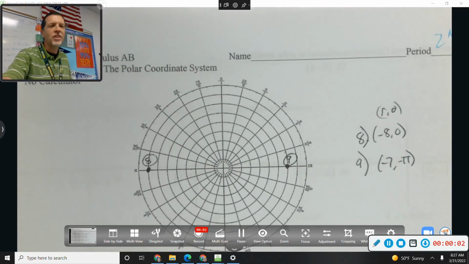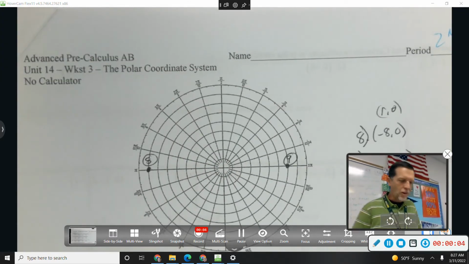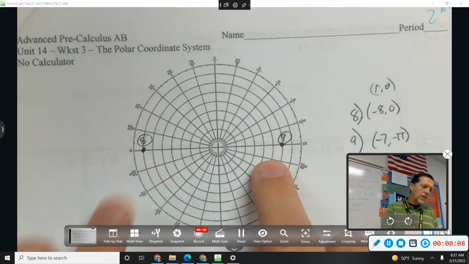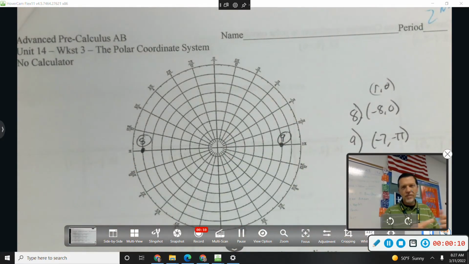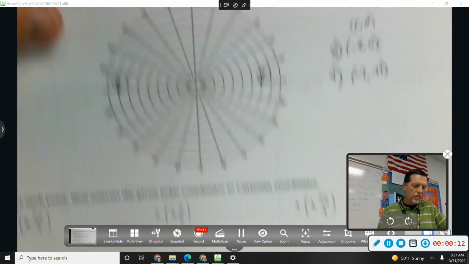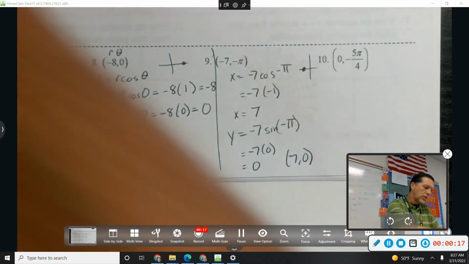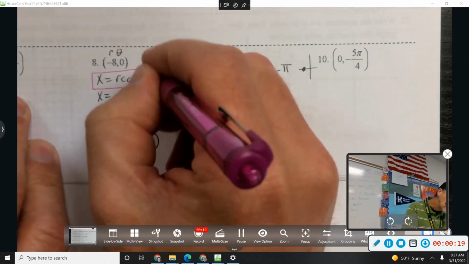So looking at worksheet 3, we graphed a couple of them, number 8, number 9. Again, just be careful with the negative angles, it's a lot to keep up with. It's not hard, just be careful. And then we converted each of them with those equations that you have to know.